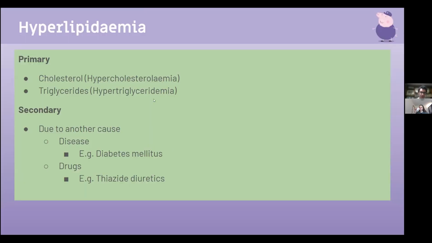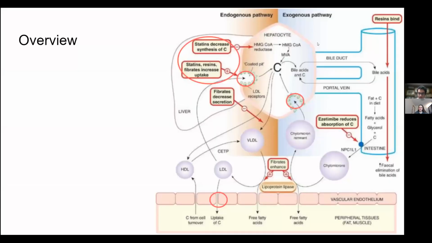Often they'll characterize mental illness by the same thing. I don't remember if you do that in psych in first year, but primary is if you just have those symptoms. Secondary is if you have, for example, depressive symptoms because of a disease or a drug. So this is a useful differentiation. This is a scary overview.